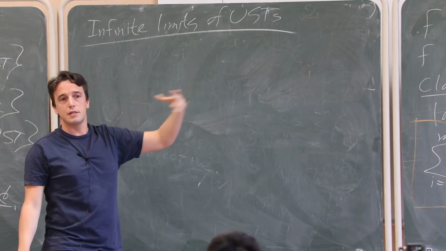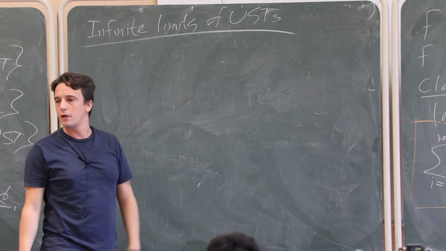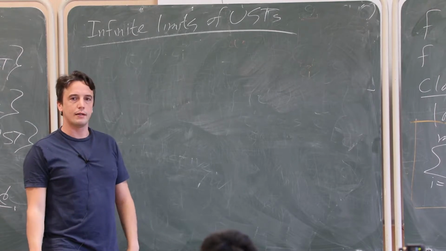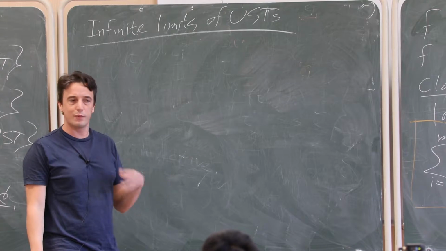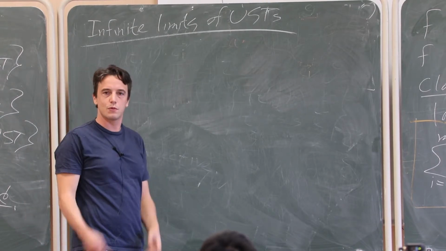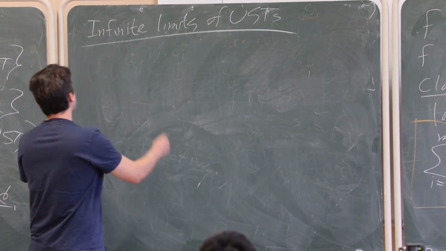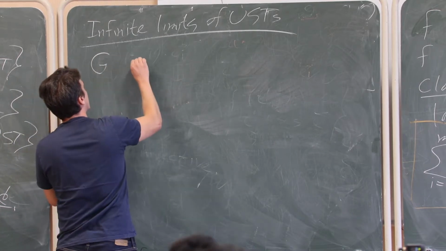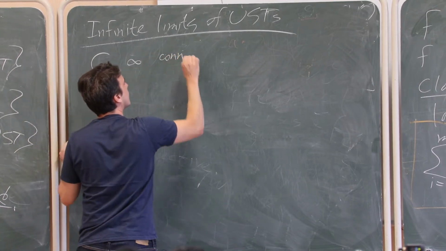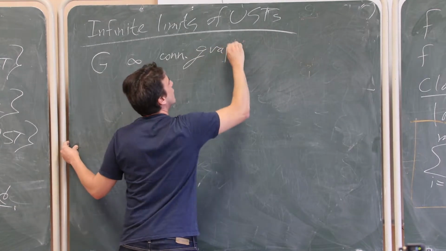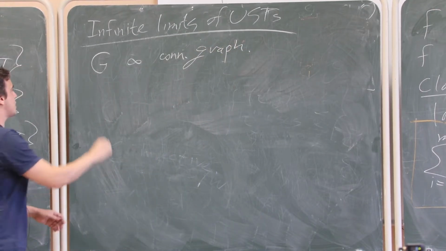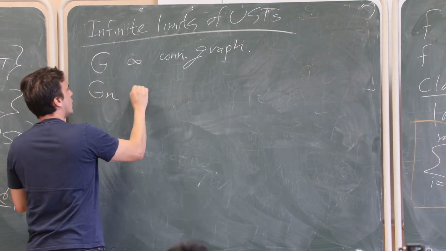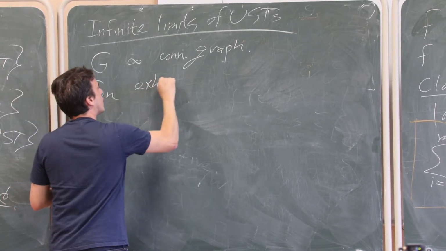And it's easy to see, as we said, that they have to be spanning and what else? Spanning and have no cycles, but it's not clear that they are connected. So this is going to be the basic question. So let's just say G is an infinite connected graph, as usual locally finite, we're not dealing with anything else. And Gn is an exhaustion.